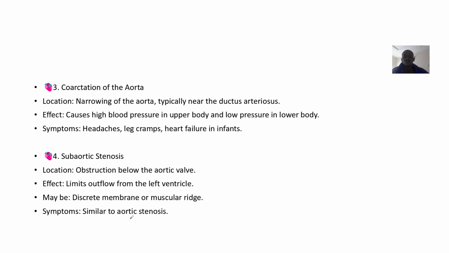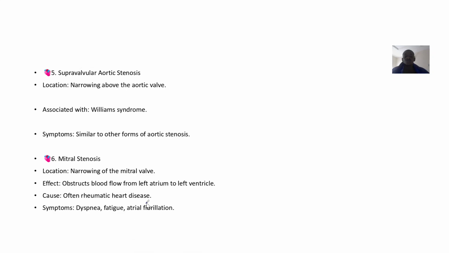Then we have the subaortic stenosis. Okay, it limits outflow from the left ventricle, and may be a discrete membrane or muscular ridge. Okay, so we have the supravalvular aortic stenosis. This one is narrowing above the aortic valve, so it's usually associated with what? Williams syndrome.